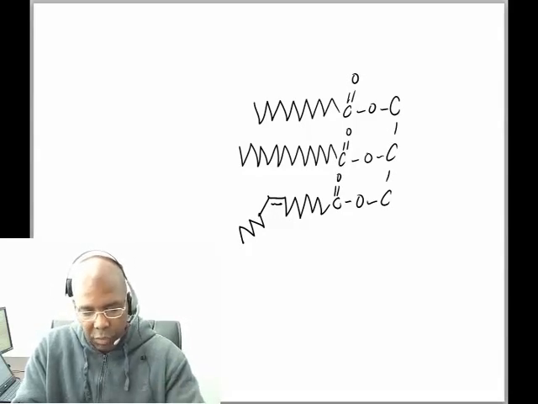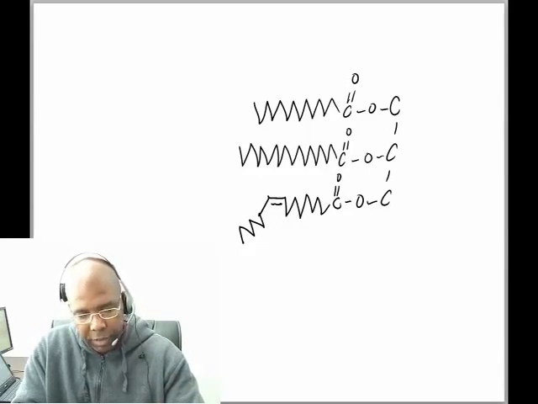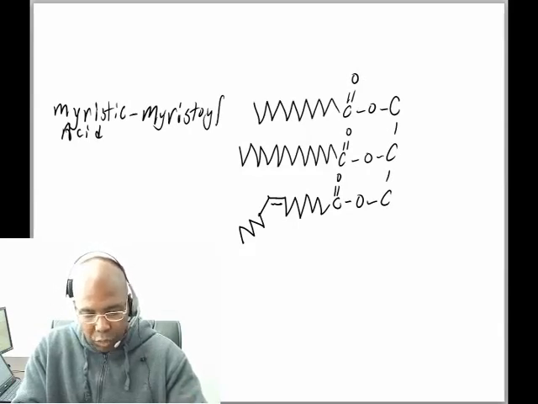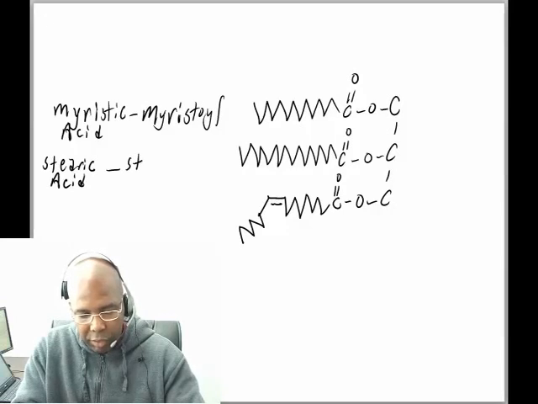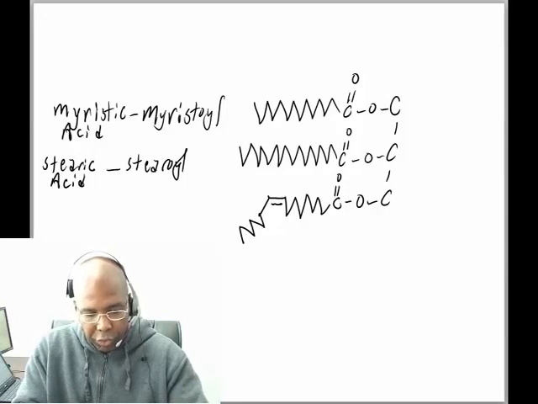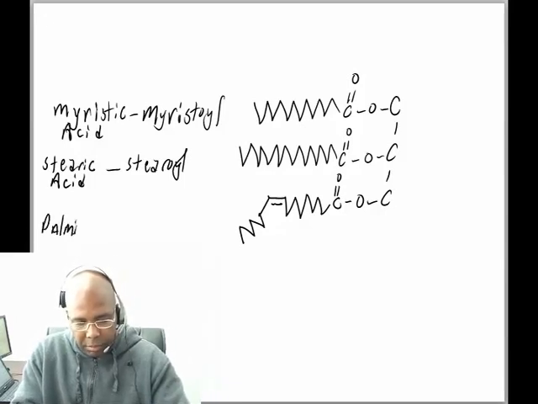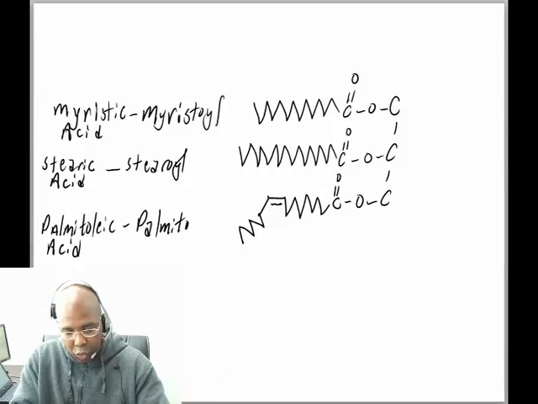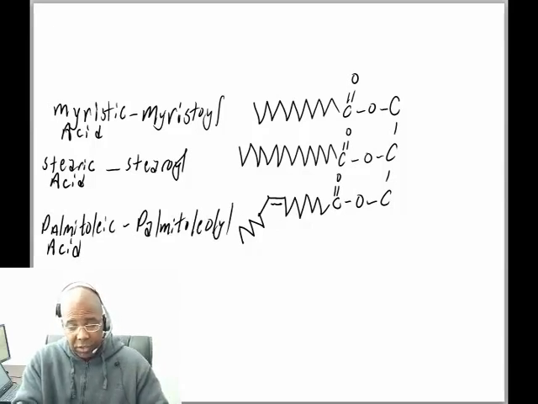Okay. And so here we have, the first one is myristic acid. The myristic acid is attached here. And so this group is a myristoyl group. The second one is stearic acid. And so the group is a stearoyl group, and the third one is palmitoleic acid, and the group is a, this is a tough one, palmitoleoyl group.